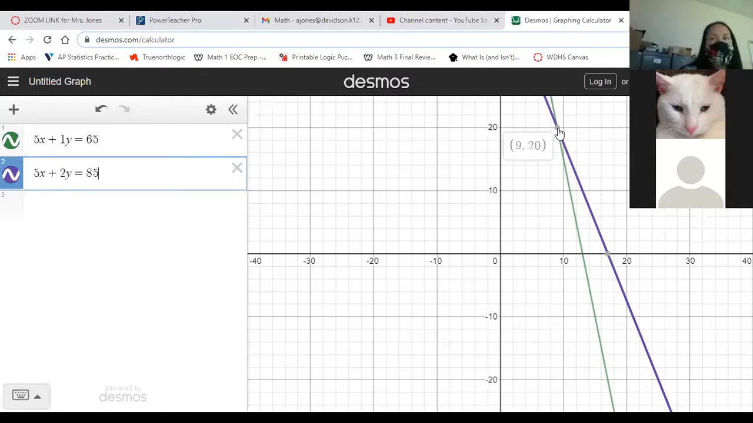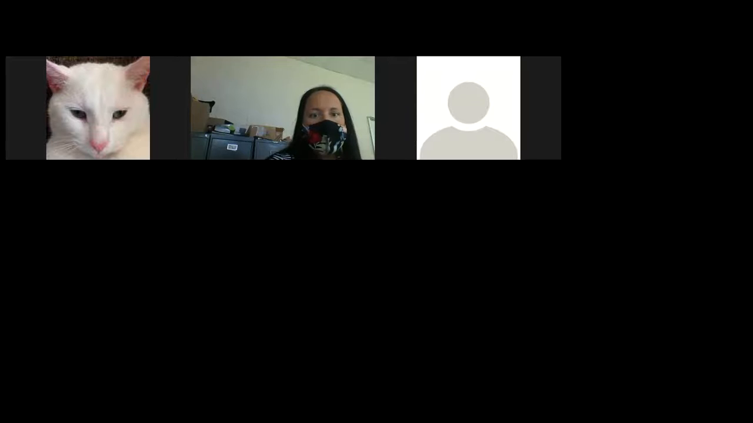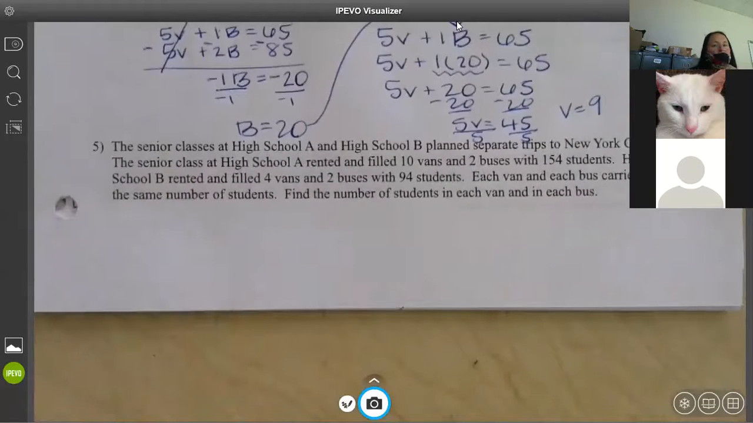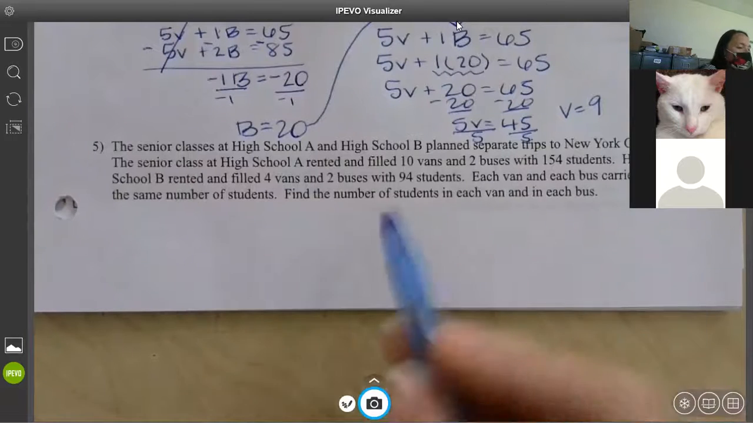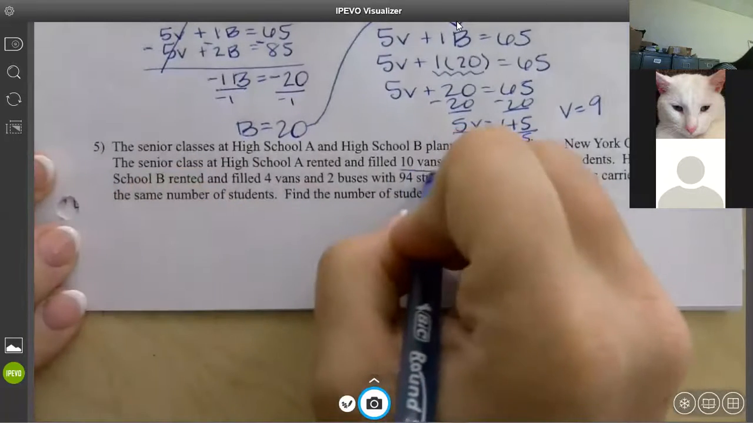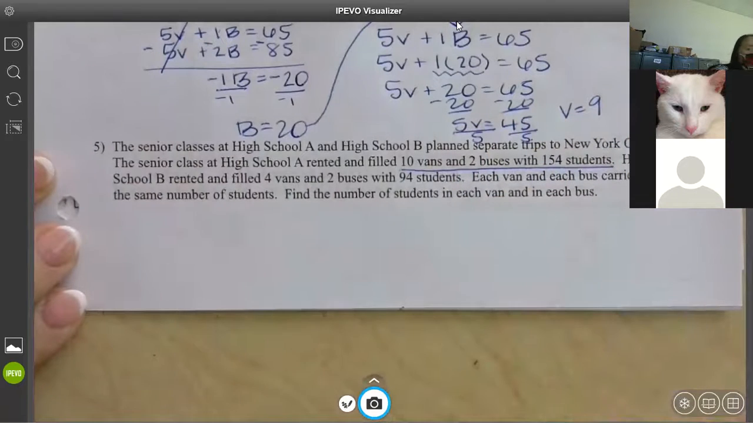All right, look at number 5. The senior classes at High School A and High School B plan separate trips to New York City. The senior class at High School A rented and filled 10 vans and 2 buses with 154 students. How can I write that? 10 vans and 2 buses with 154 students.